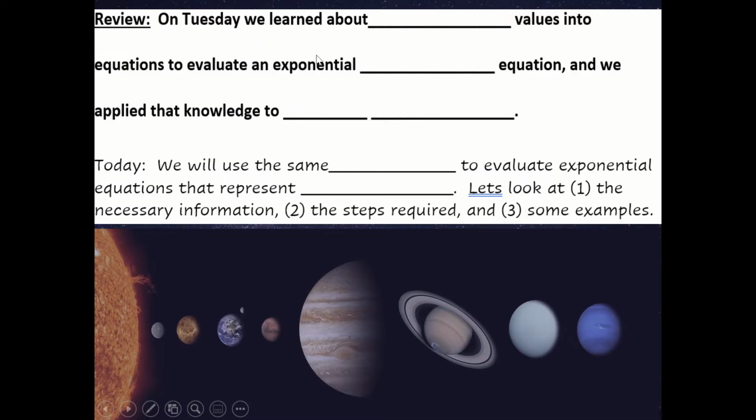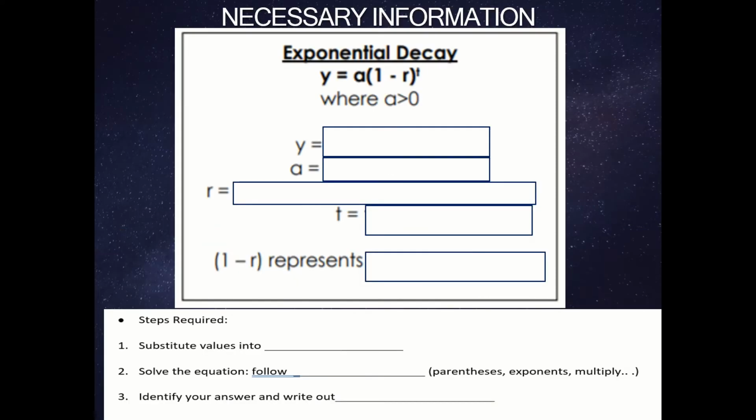So what does that look like? Well, last Tuesday, we learned about substituting values into equations to evaluate an exponential growth equation, and we applied that knowledge to some word problems. But today, we're going to use the exact same process to evaluate exponential equations that decay. So here's the three things we look at together: the necessary information we need, what are the steps required, and what are some examples.